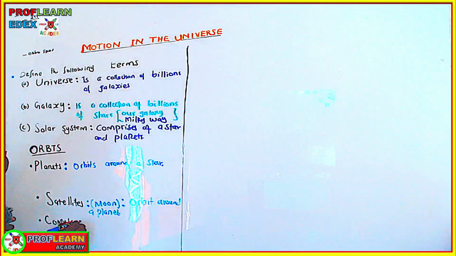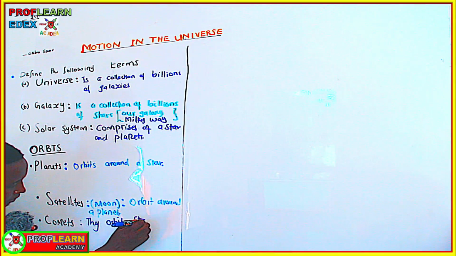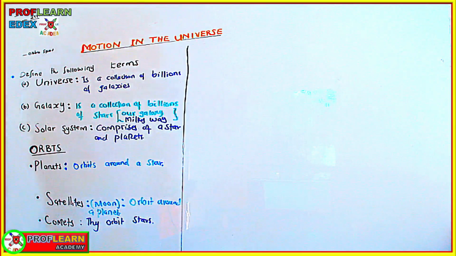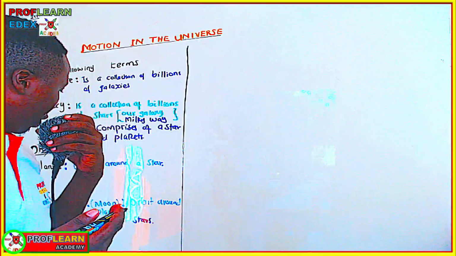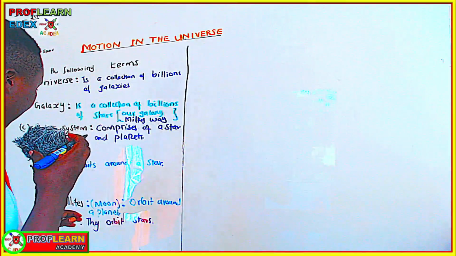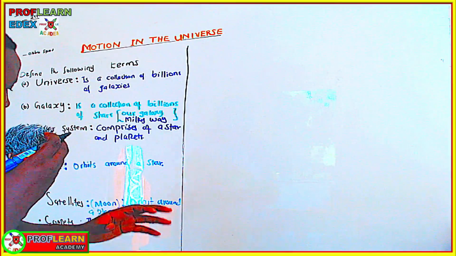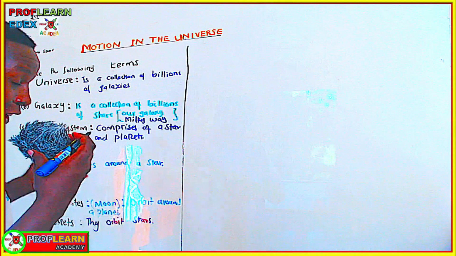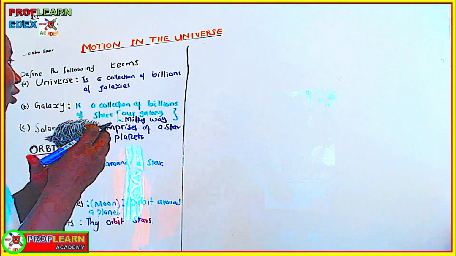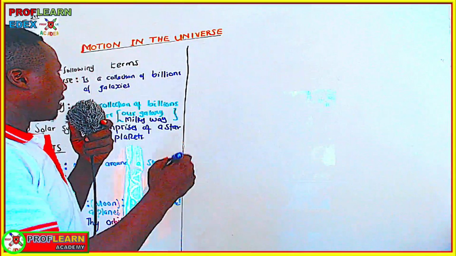And comets orbit stars. A comet orbits a star. So that's why you may be asked to give differences between the orbit of a moon, that's a satellite, the orbit of a comet, and the orbit of a planet.